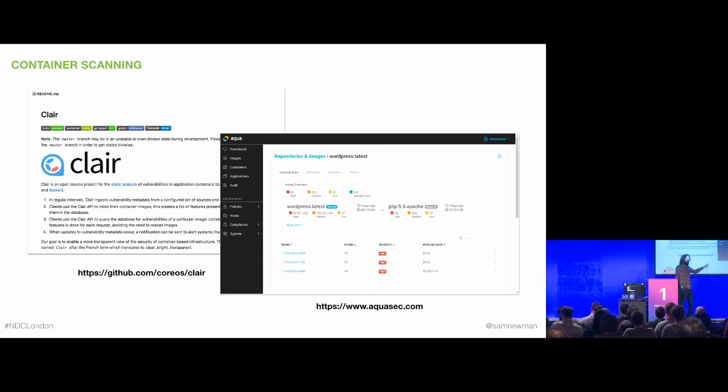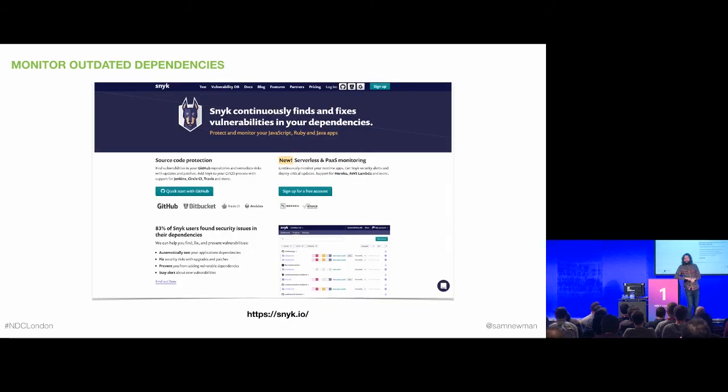That's great on the container-based front, but that wouldn't have helped Equifax pick up their problem. And here you've got tools like Snyk that can really help. Actually, out of interest, if everyone here used Snyk? A few people, a very small number of people. You really should. It's a really nice tool. It works.